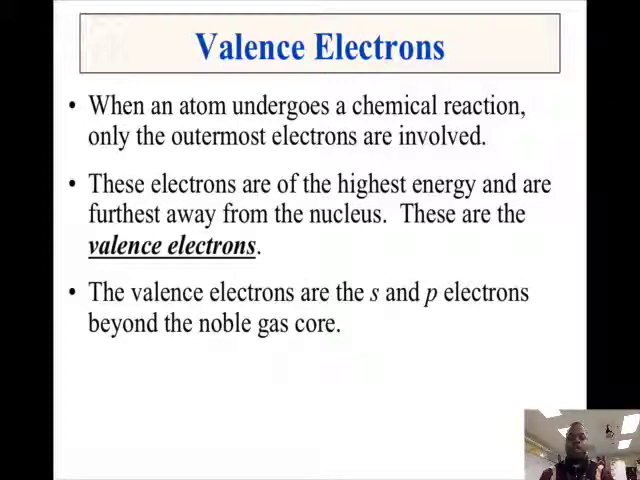The valence electrons are the s and p electrons, okay? So s and p electrons after we finish with what we call the core. So if we have s and p orbitals that are already filled, we don't consider those. We go to the other ones that are not being used at that time.